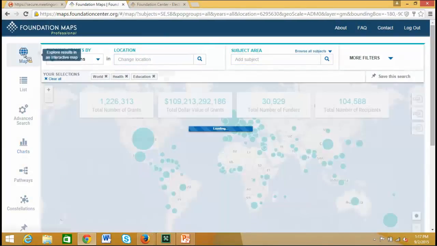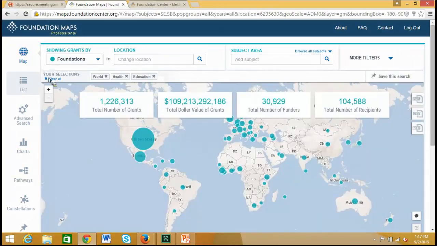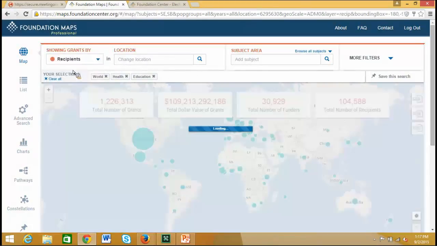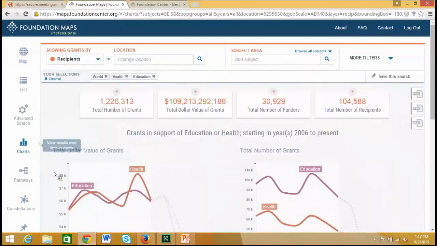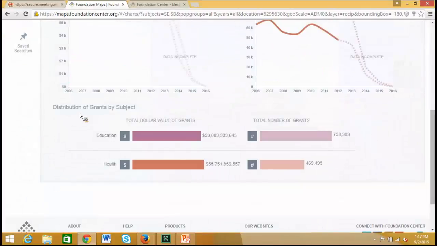On the map, right now what we're seeing is a bunch of bubbles. Let's go look at the recipients. Each bubble represents a country. So we've got lots of data on these countries, but this is a map format. I guess the question is, will we ever have these in a chart format? It's been requested by a lot of folks. Right now, basically you say grants by subject.